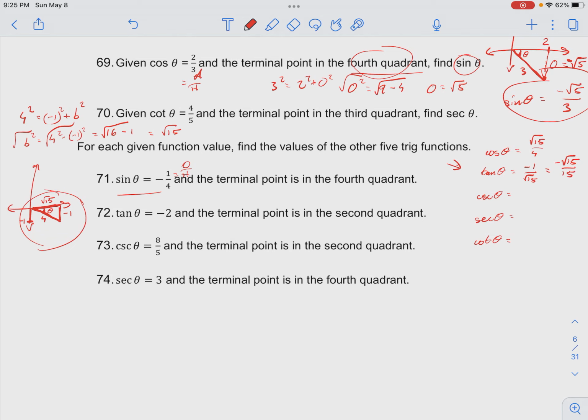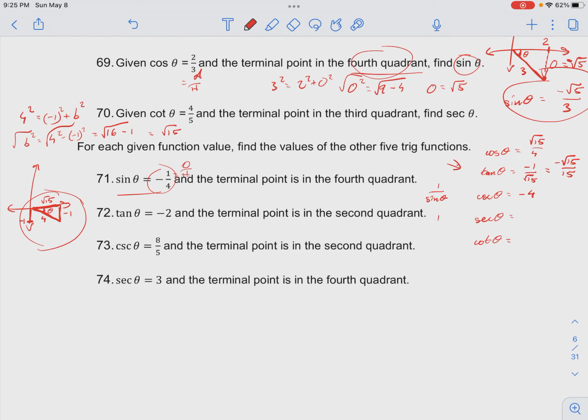Then cosecant of theta is equal to 1 over sine of theta. So it's the reciprocal of sine of theta. So we just take the reciprocal of negative 1/4, which is going to be negative 4/1, which is negative 4.